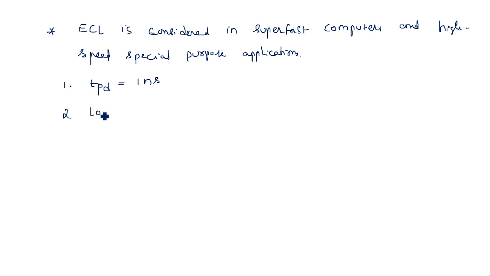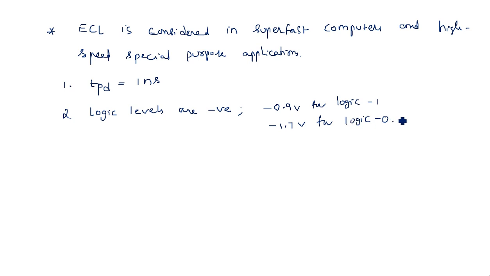The important thing is that the logic levels are negative: minus 0.9 volts for logic 1 and minus 1.7 volts for logic 0. If you give minus 0.9 volts at the input, the transistor is in the on state because it is logic 1. If you give minus 1.7 volts, the transistor is off because it is logic 0. The logic levels are completely in contrast with the other logic families.